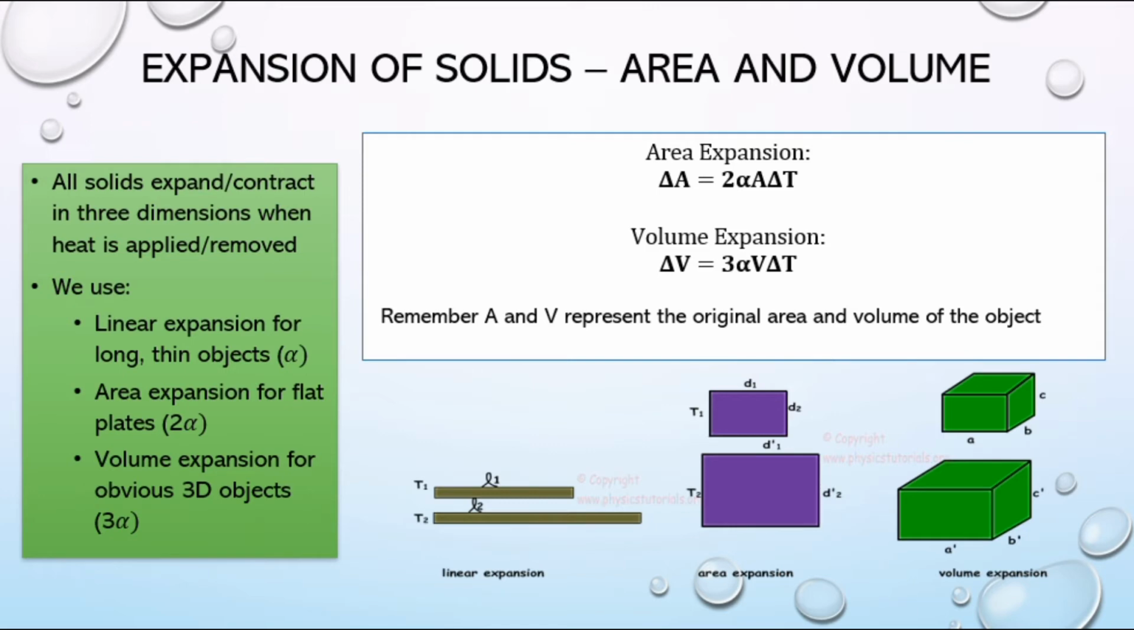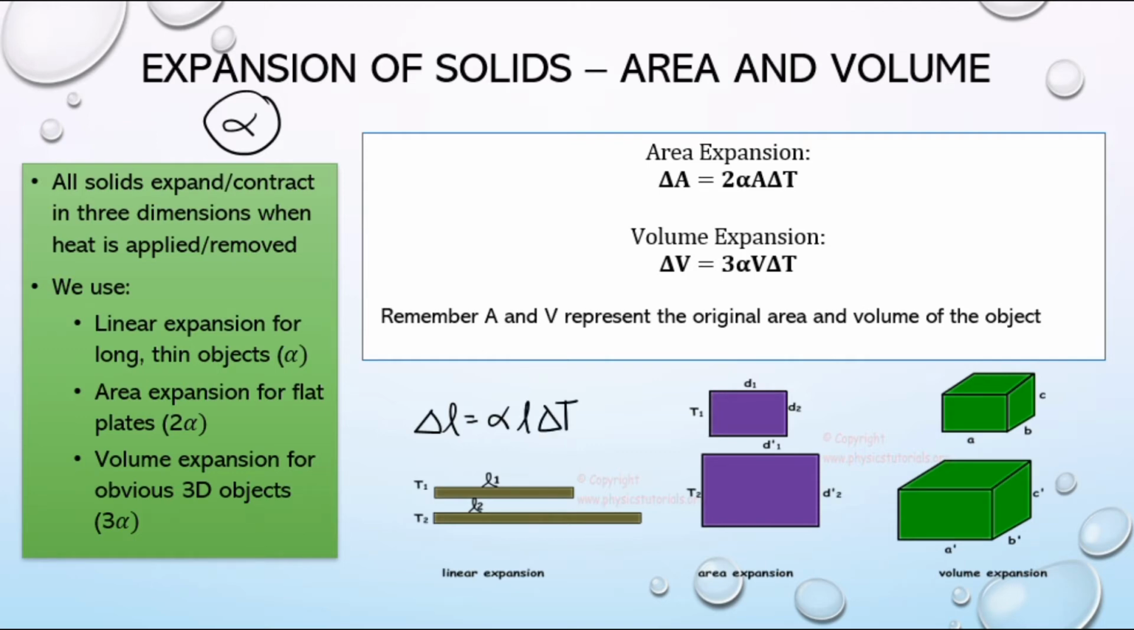Whenever we have a solid, we are always using the coefficient of linear expansion. But the nature of the solid, the shape of the solid, changes the formula that we use. So we already talked about our long, thin pipes or rods, and those use a change in length is equal to alpha times the original length times the change in temperature.